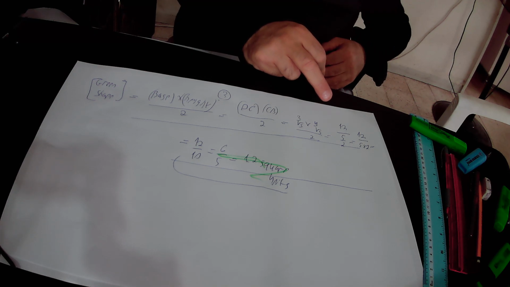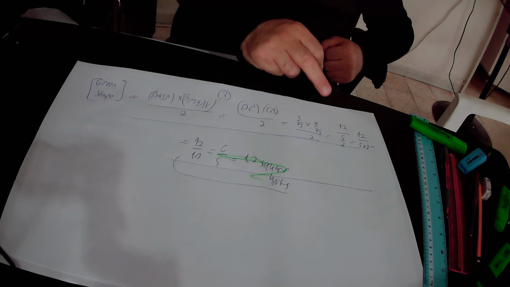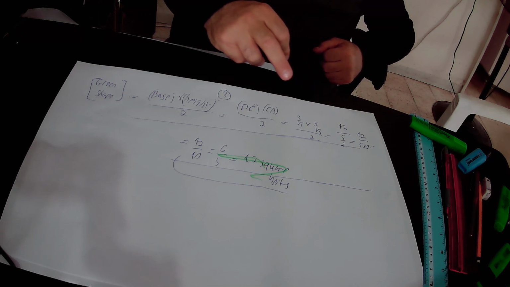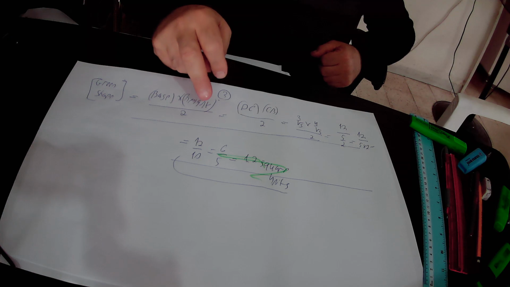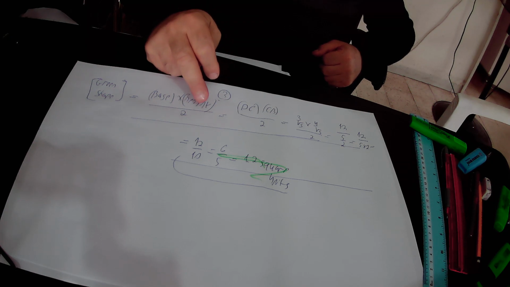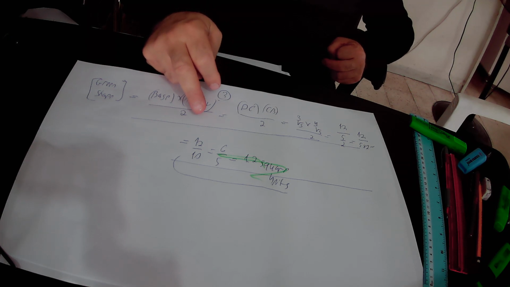And 12 over 5 over 2 is 12 over 5 times 2. This is to say 12 over 10. We divided both the numerator and the denominator of this expression by 2. 12 over 2 is 6 and 10 over 2 is 5.